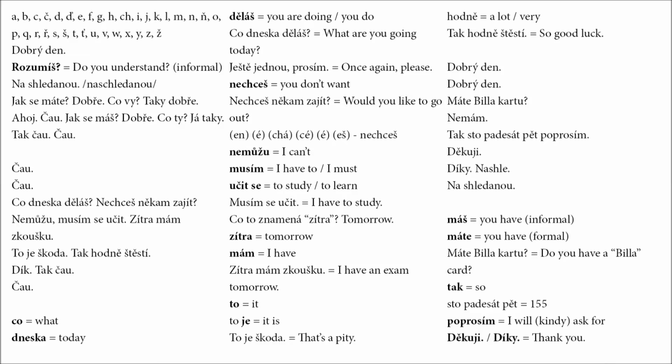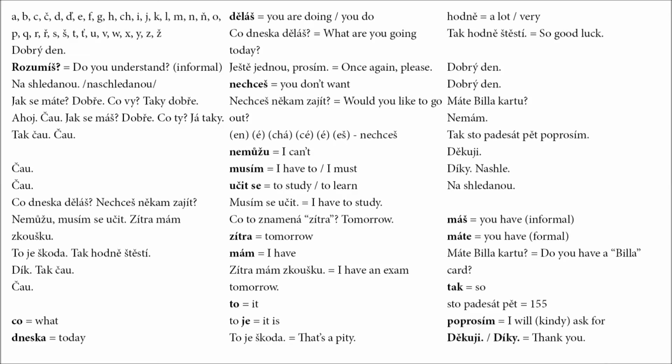Jak se máš? This is the informal one, right? This is the informal. How are you? Dobře. That means I'm well. Co ty? What about you?